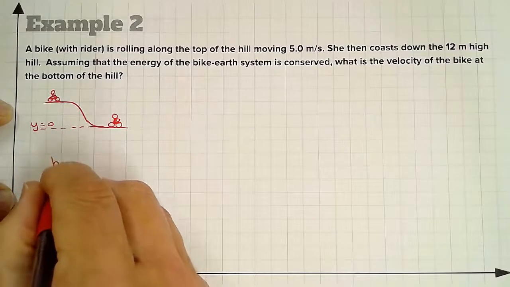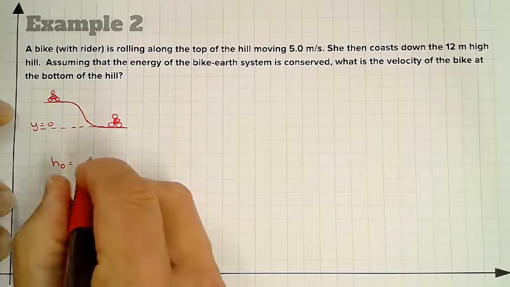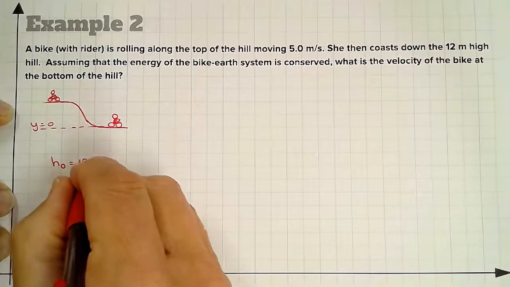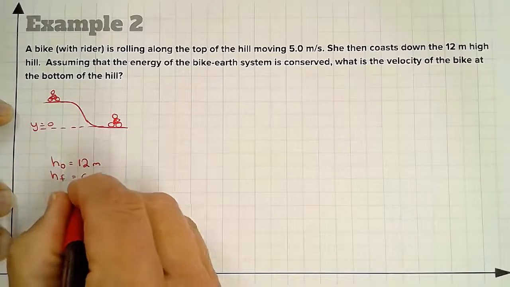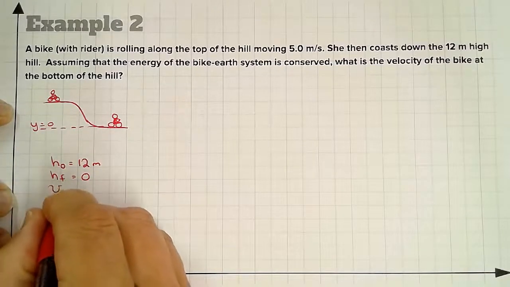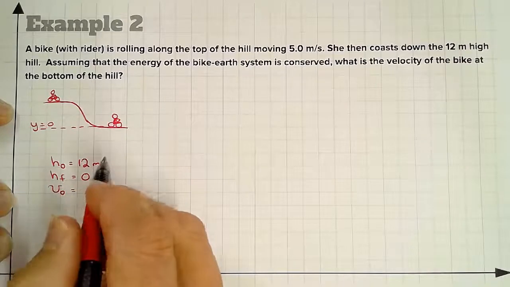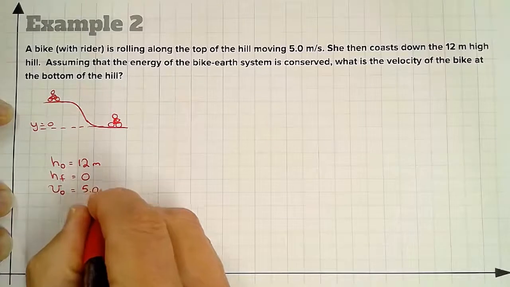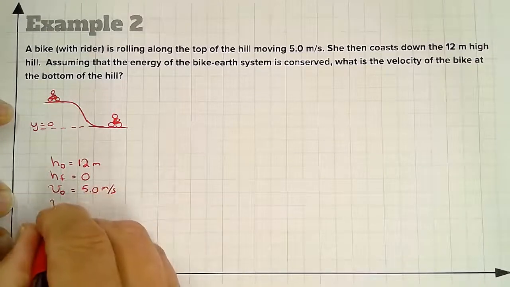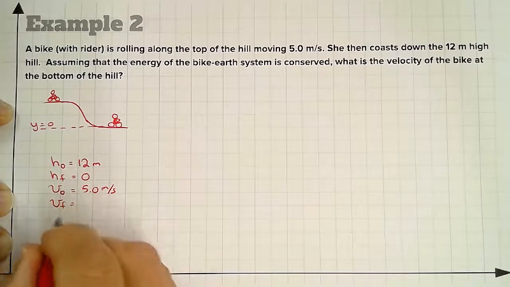I'm going to have the initial height, which is 12 meters, because that's how high she starts off. The final height, based on my choice of reference system, is going to be 0 meters. The initial velocity is how fast she's going before she goes down the hill, and that's 5.0 meters per second. And her final velocity is unknown.